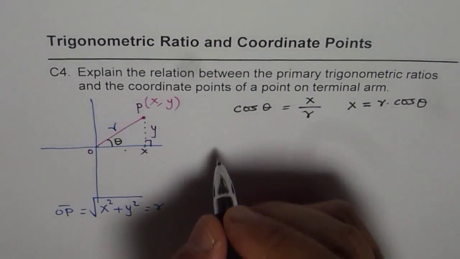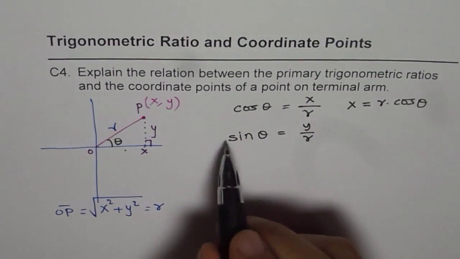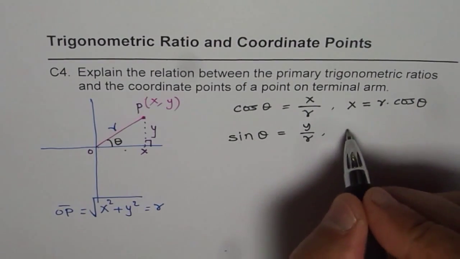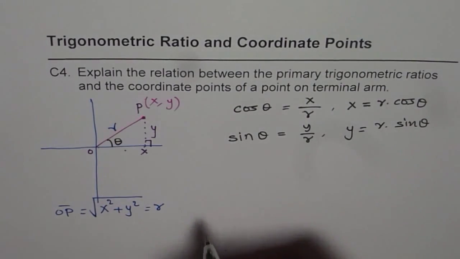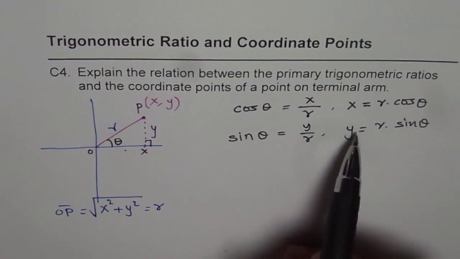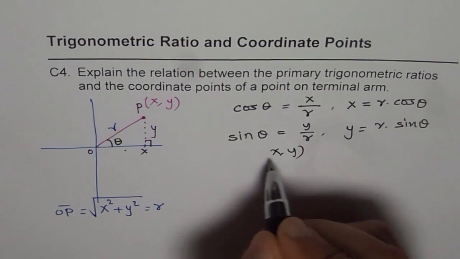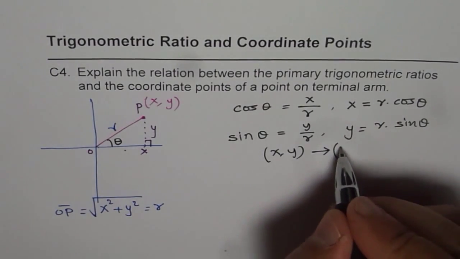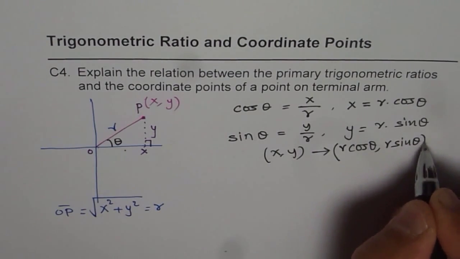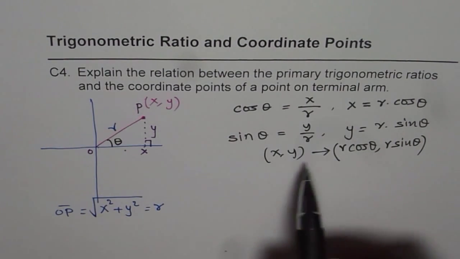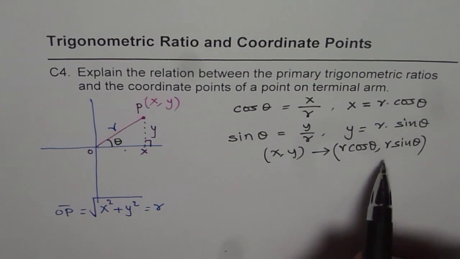Perfect. How about sine theta? Sine theta is equal to y over r. So if I cross multiply from here, I can isolate y, and I can write y is equal to r times sine theta. Okay, that means x is r cos theta, y is r sine theta. That means I can write this coordinate point (x, y) as what? I can write this as (r cos theta, r sine theta). Do you see that? Well, at times we do mention coordinate points as r cos theta and r sine theta, and that will be called a polar coordinate, right?